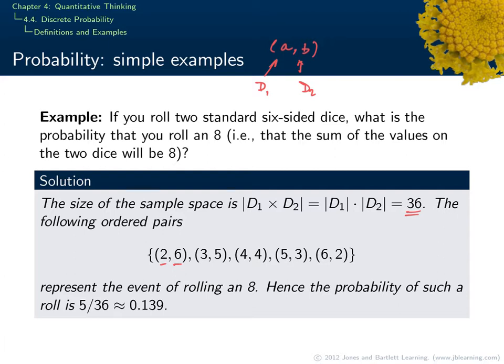So dice 1 could give 2, dice 2 could give 6; dice 1 could give 3, dice 2 could give 5; dice 1 and dice 2 could both give 4; dice 1 could give 5, dice 2 could give 3; and dice 1 could give 6, dice 2 could give 2. Those are all the possibilities. We count them: there are 5 of these ordered pairs. So the probability of rolling an 8 is 5 divided by 36, which is about 0.139.